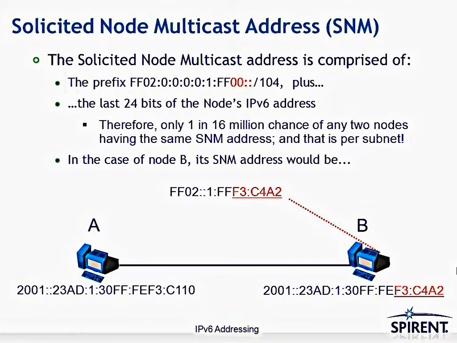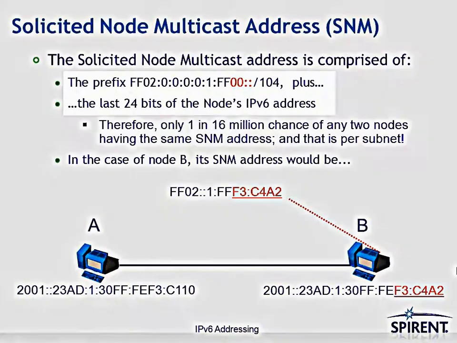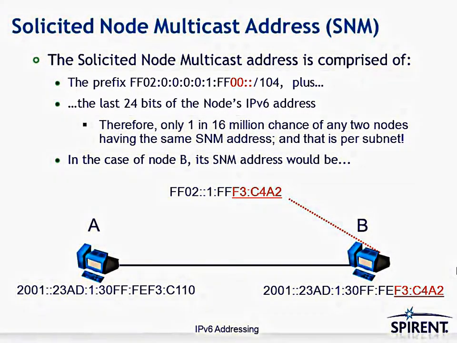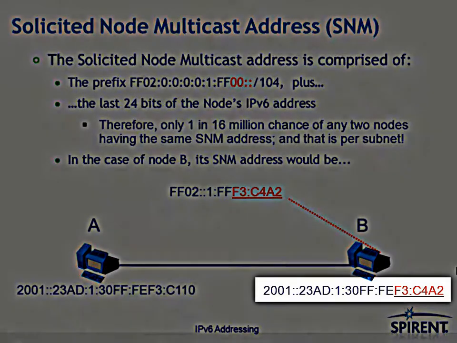There is a special type of multicast address called the Solicited Node Multicast Address, or SNM. You can see it has a special prefix. Of course, since it's multicast, it starts with FF. It starts with FF02 because it's got a link local scope. Then it's followed by 104 bits, most of them zeros, followed by a 1:FF. Plus, the least significant 24 bits are derived from the node's IPv6 address.